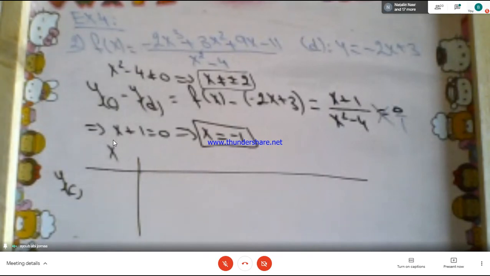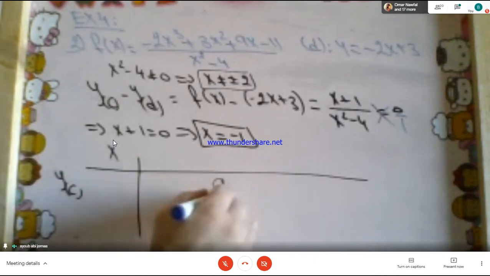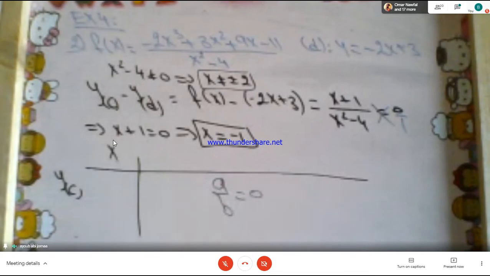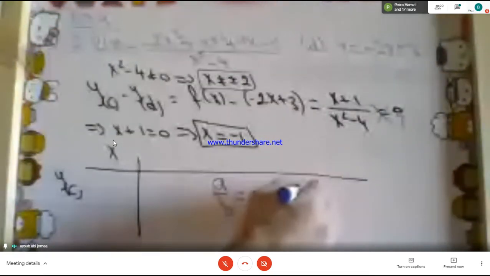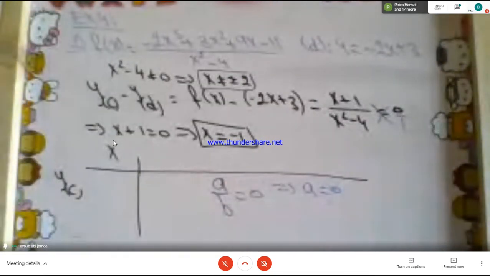Okay. In case you have a fraction a over b, this fraction equal to 0, that means only the numerator equal to 0. Using the cross product.